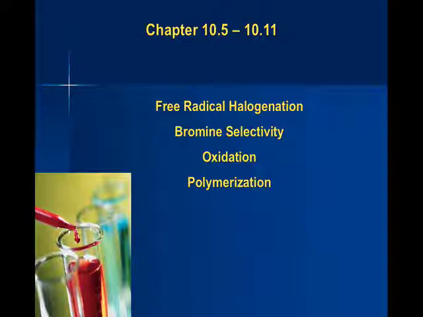All right. We're probably not going to get through everything today, but we're going to start talking a little bit more about free radical halogenation. It is one of the few free radical reactions on a laboratory scale that is actually practical for most chemists. We'll talk about the fact that bromine has some selectivity. We'll talk a little bit about oxidation, and then we'll talk a little bit about polymerization.